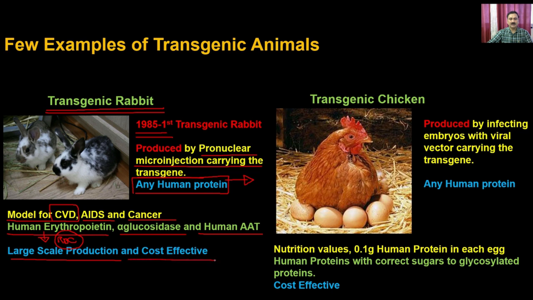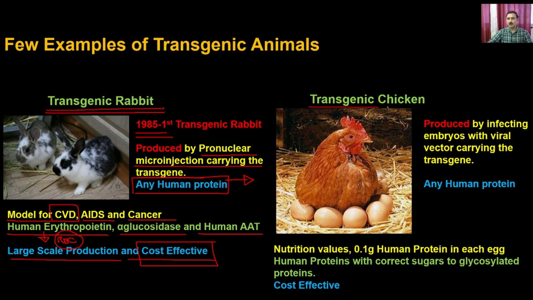and once you have large scale production, it is going to be very cost effective to have these human proteins, because otherwise overexpressing the human protein in any kind of expression system, whether it is an E. coli expression system, yeast expression system, or even a mammalian expression system, is very, very costly.